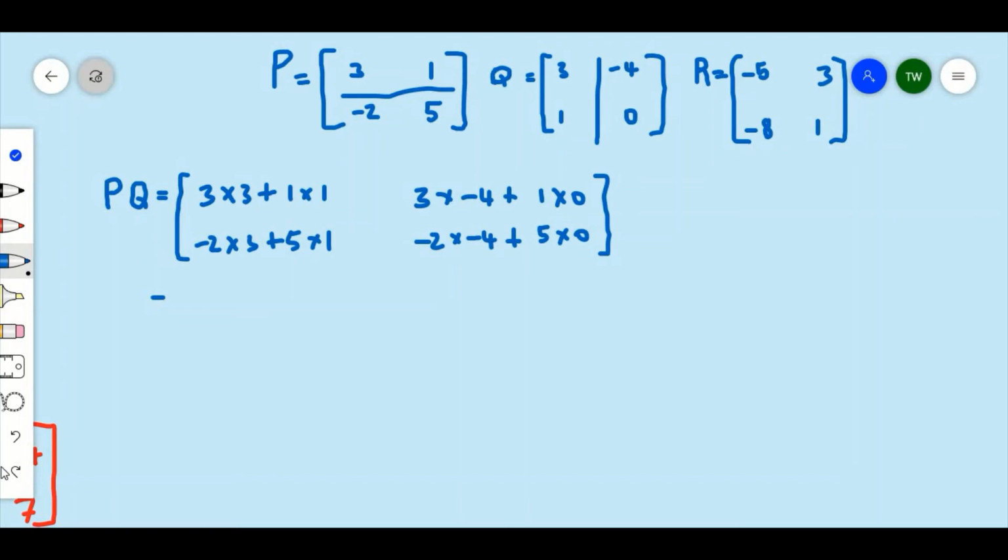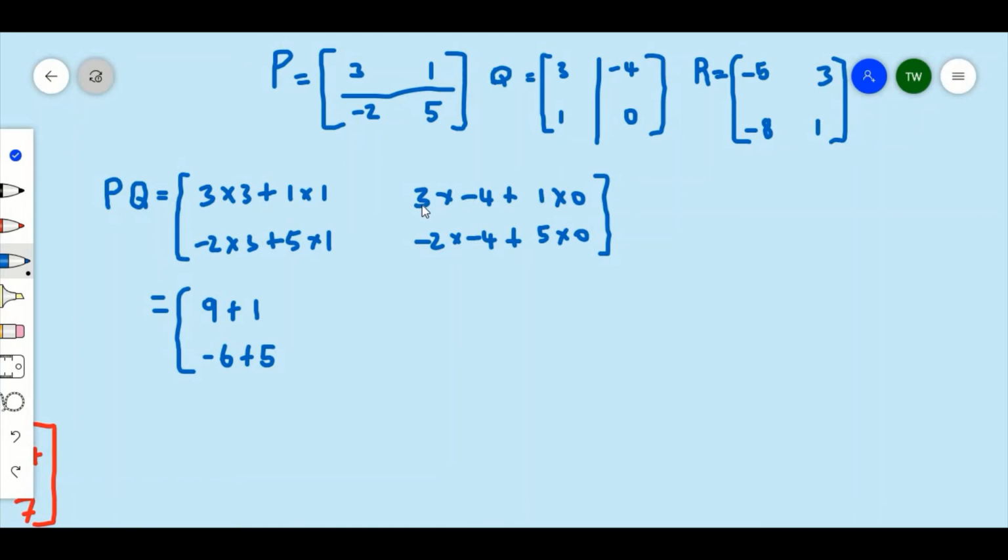So the next step, we're going to have 3 times 3, that's going to give us 9, plus 1 times 1, that's going to give us 1. Then negative 2 times 3, that's going to give us negative 6, plus 5 times 1, that's going to give us 5.